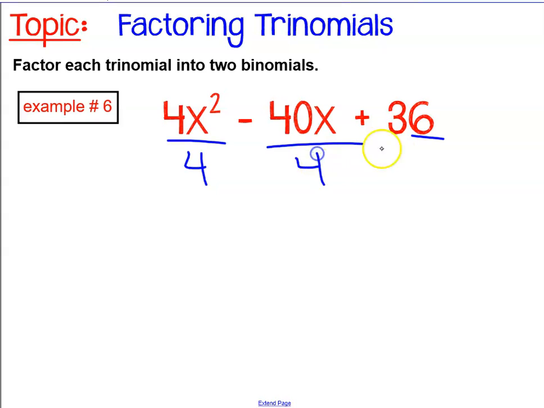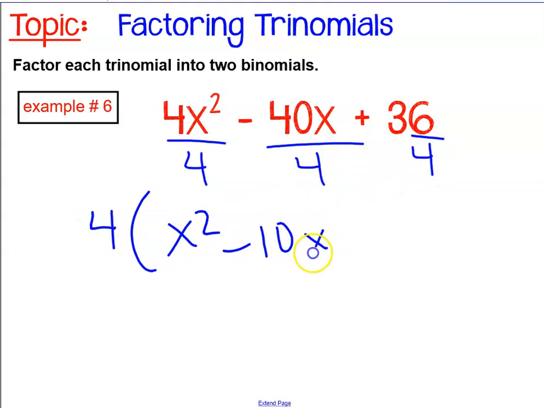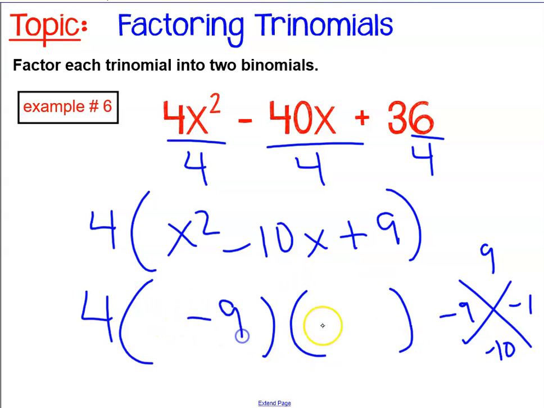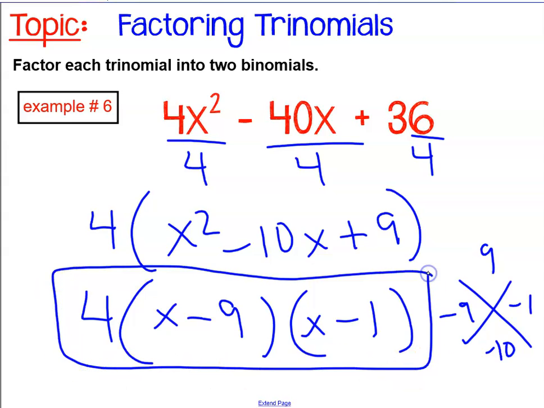GCF. I'm going to look for my factors of 9 and negative 10. Something that multiplies to 9, but adds to negative 10. Oh, negative 9 and negative 1. All right, so don't forget my 4 in the front, my GCF. Negative 9, negative 1, square root my first term. Whew, I did that one really fast. But I think you get it.